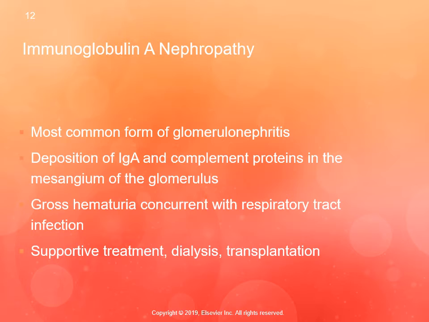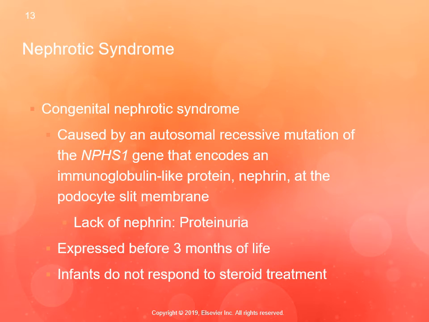Immunoglobulin A nephropathy is a common form of glomerulonephritis, where there's deposition of IgA and complement proteins in the glomerulus. You have gross hematuria, and it's usually associated with a respiratory tract infection. They may need dialysis and may even end up with a transplantation.